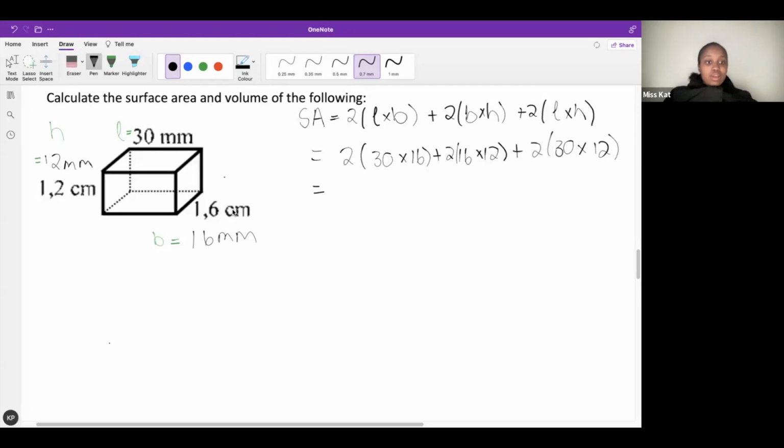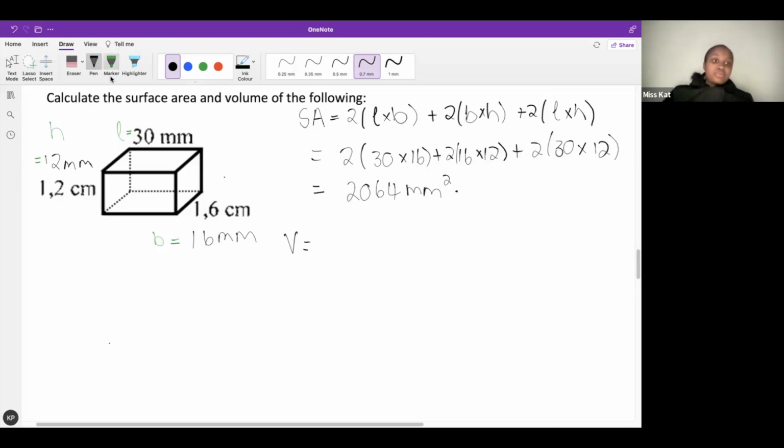There are a lot of answers going on here, so I'm not sure which one is which. 2064 millimeters squared. Whoo. Okay, and then volume.